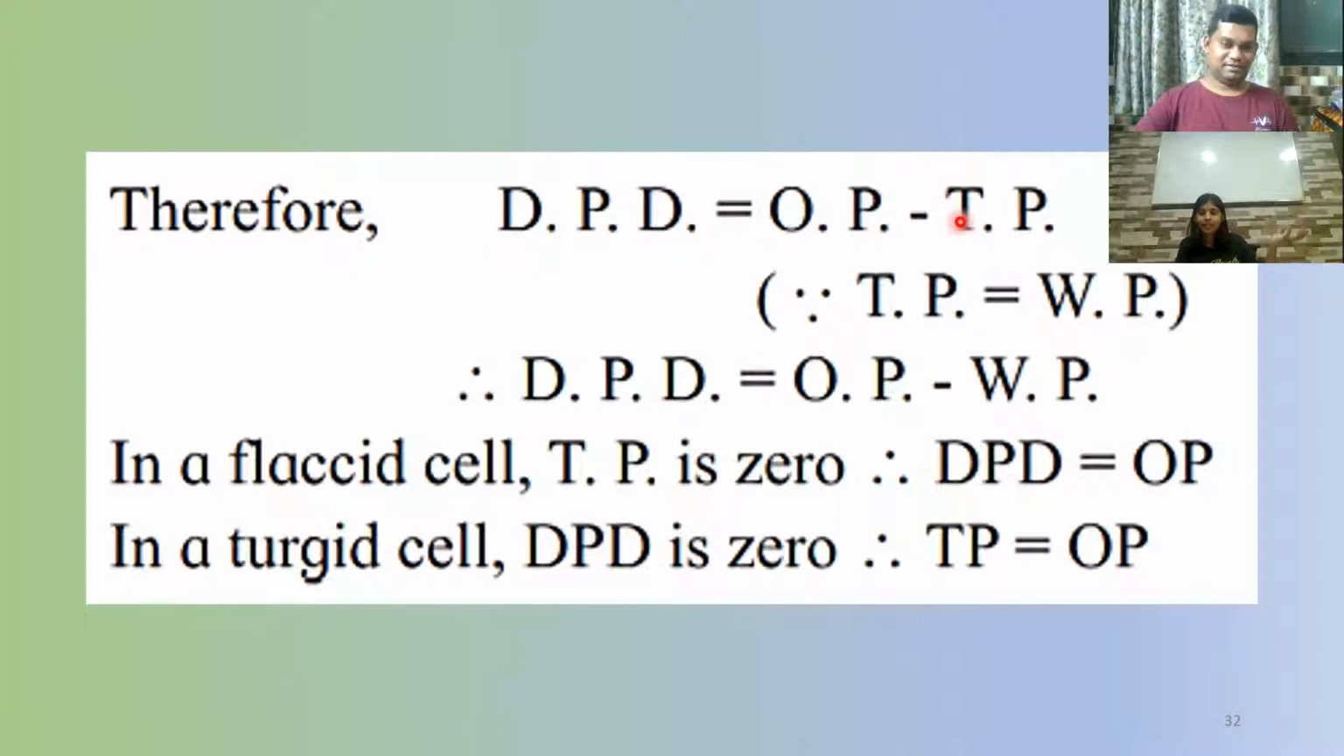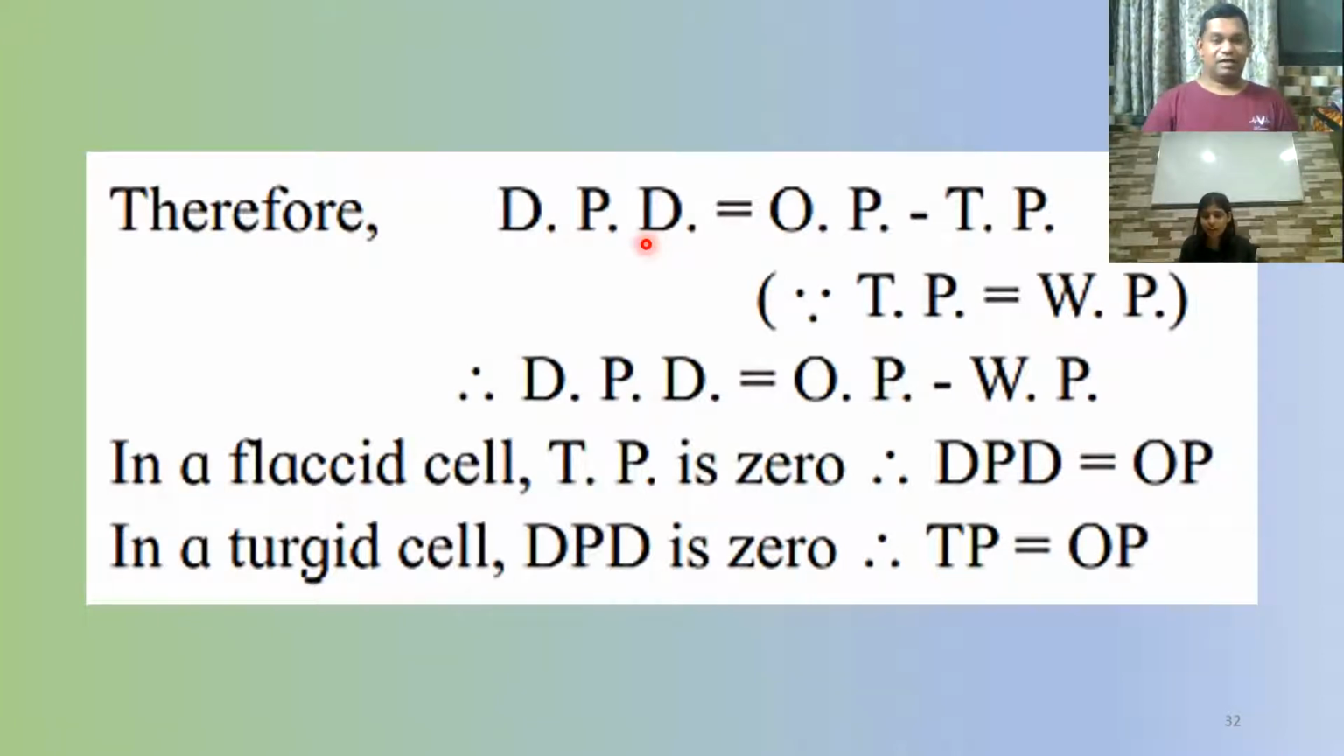Osmotic pressure means what? We explained it in osmosis: the pressure required to prevent the passage of solvent across the semi-permeable membrane. That is called osmotic pressure. The difference between osmotic pressure and turgor pressure is the diffusion pressure deficit. Remember this. All these formulas come in questions.